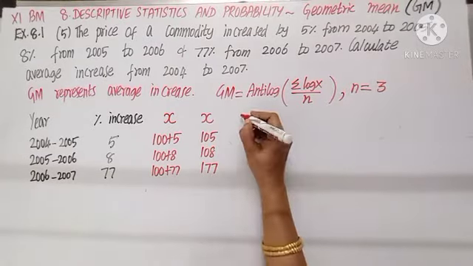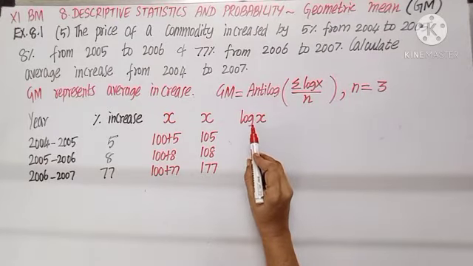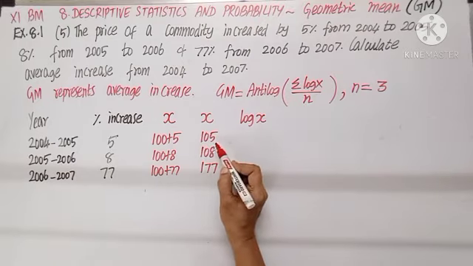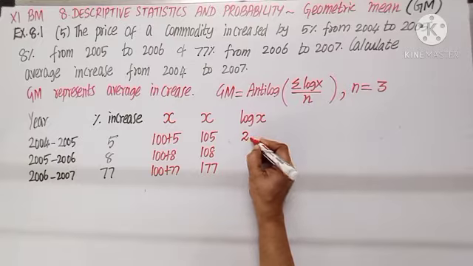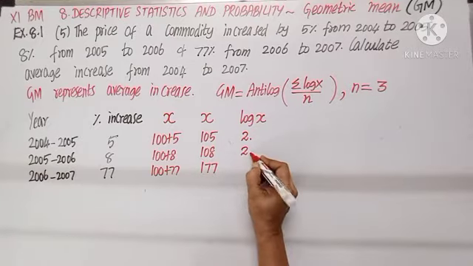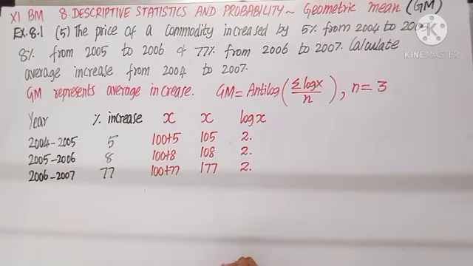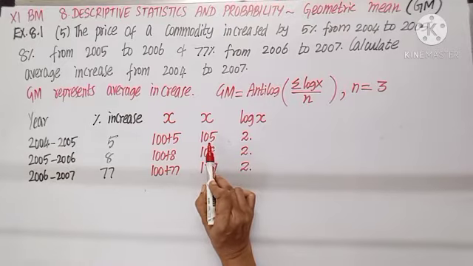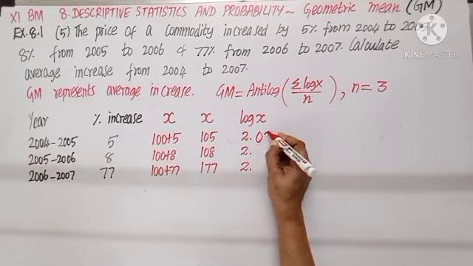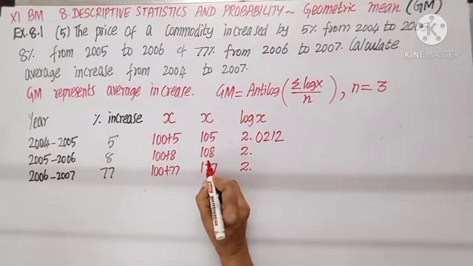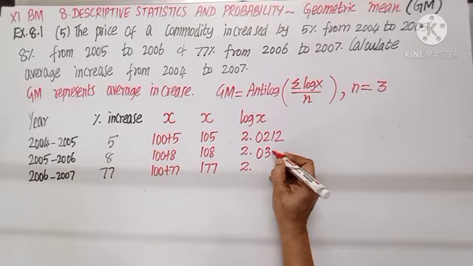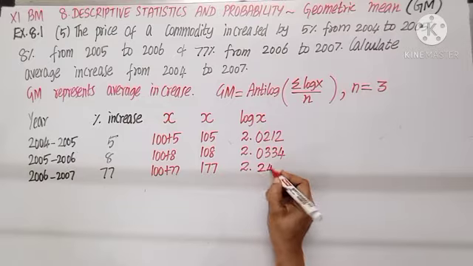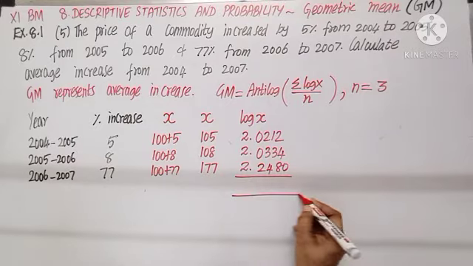Finding log x. To find logarithm, use the logarithmic table at the back of your book. There are 3 digits. As before, I will write 2 point. 3 digits, 2 point. In the table, check 1.05. The value is 0212. Check under 1.08, 0334. Check under 1.77, 2480. Let us find out the total.